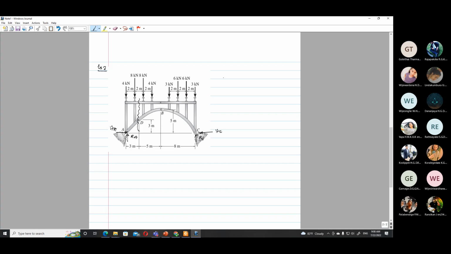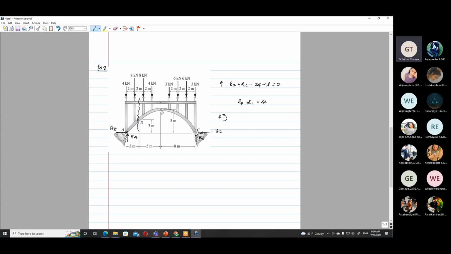So if you take vertically, RA plus RC minus the forces, which are 4 plus 8 plus 8 plus 4, that is 16, 24. Here 12 plus 6, 18. So 24 minus 18 is 0. So RA plus RC is 42.